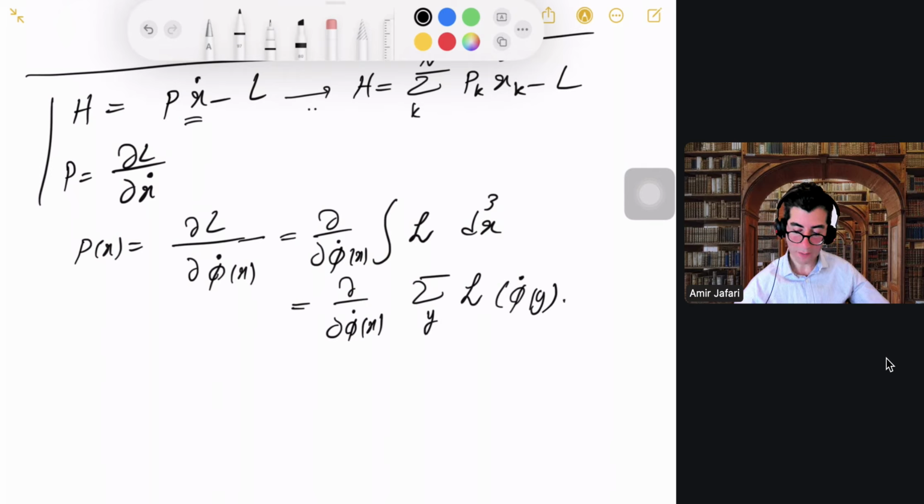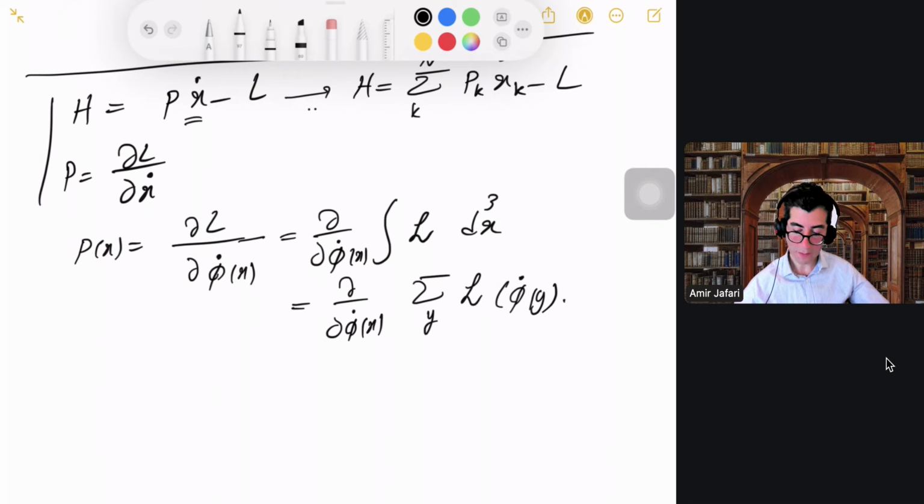So this means that you can define π(x). In my notation, yes, I've used pi. So you see that for the momentum in this formalism, field theory, you get a momentum density. This is momentum density because we are working with Hamiltonian density and Lagrangian density. It's a continuum limit of a summation, basically.